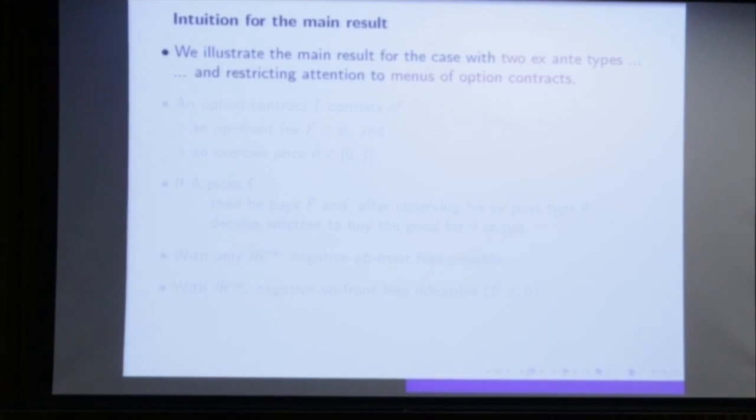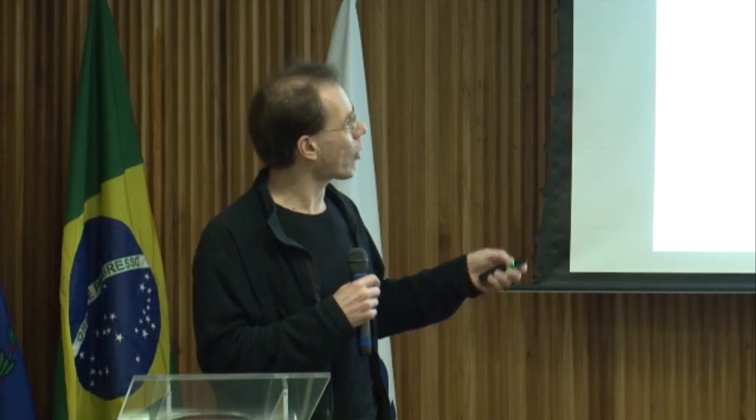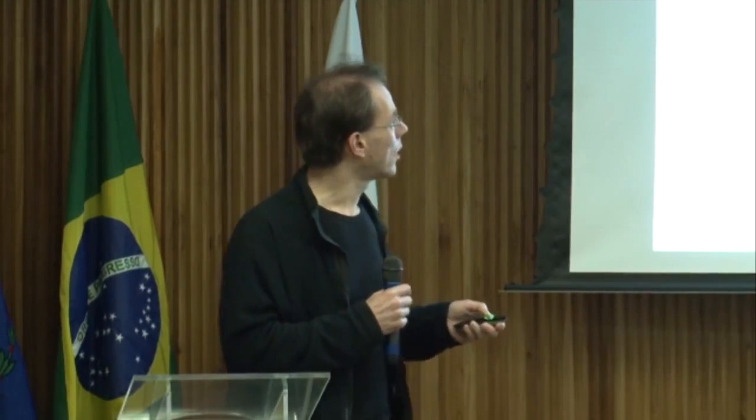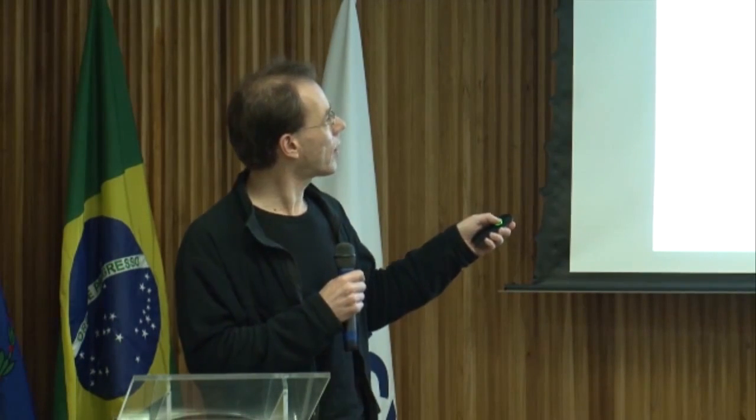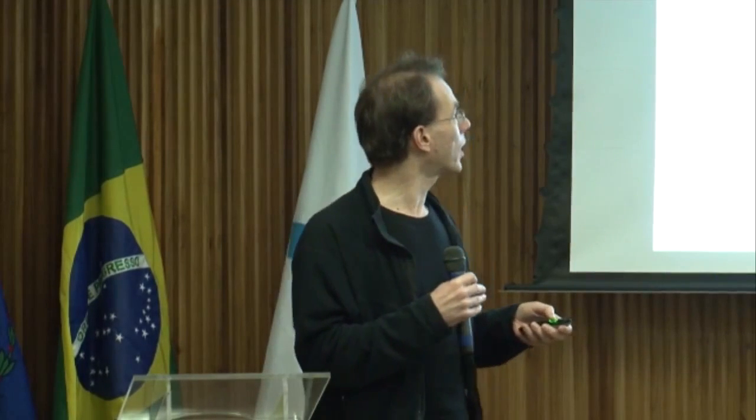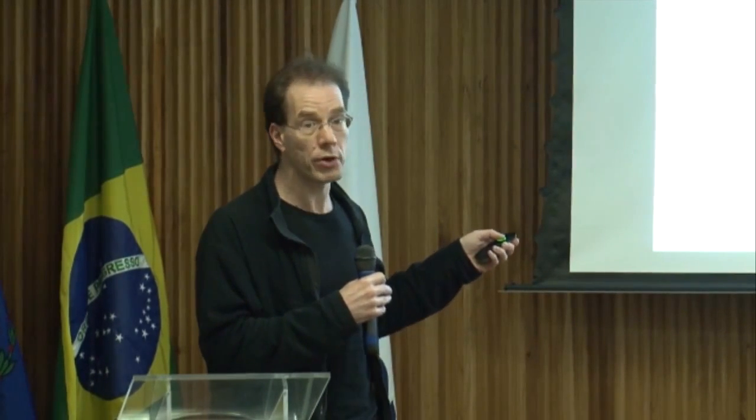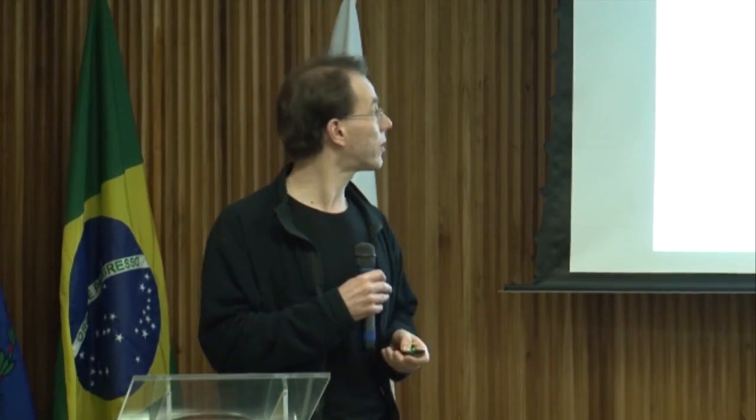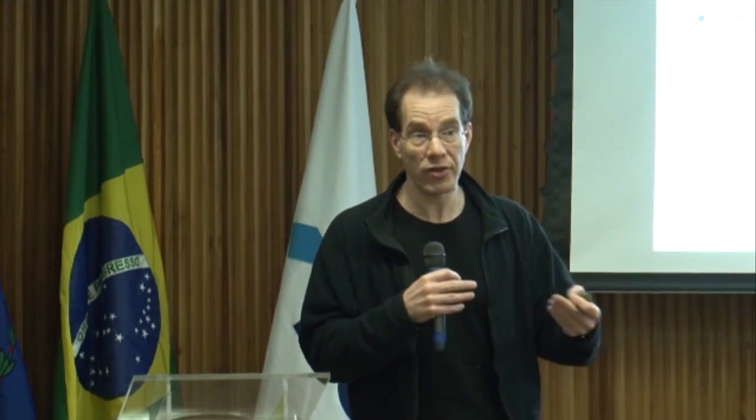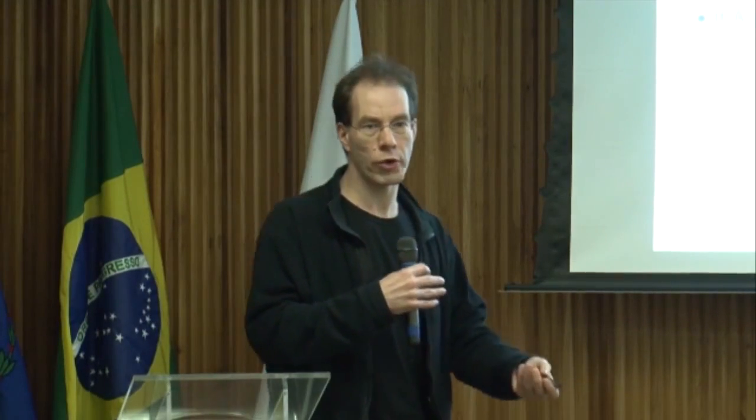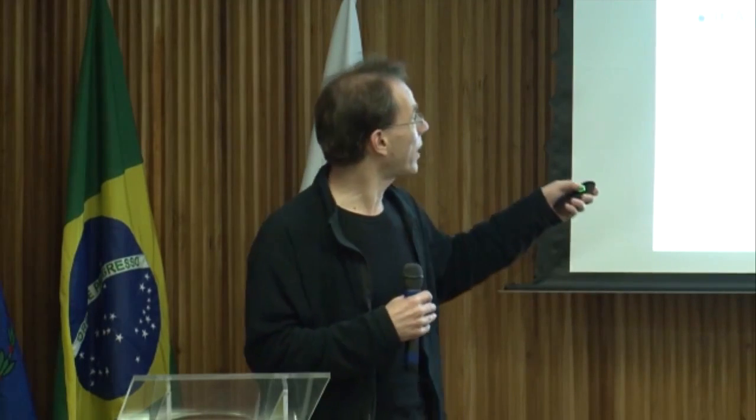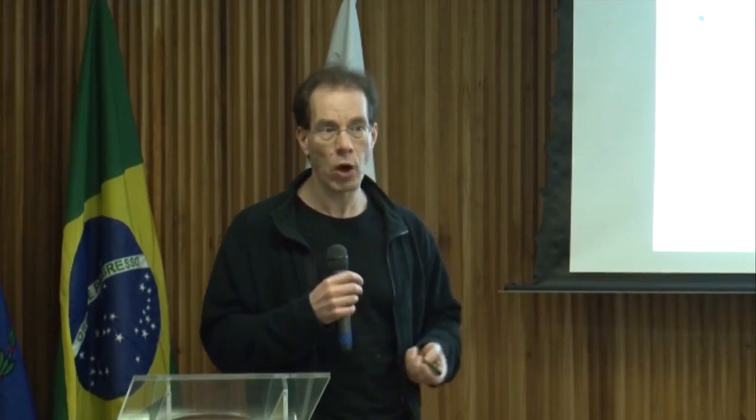So, two benchmarks. Let me first give you an intuition for our result. We'll do it with two ex ante types, restricting attention to a menu of option contracts. What is an option contract here? The principal offers the agent a contract consisting of an upfront fee, and then after learning his information theta, he can exercise his option to buy the good for the exercise price theta hat. So if the agent picks this option contract, he pays F, he then sees theta, and then he decides whether it is worthwhile to exercise his option and pay theta hat or not. That's the idea of a standard option.